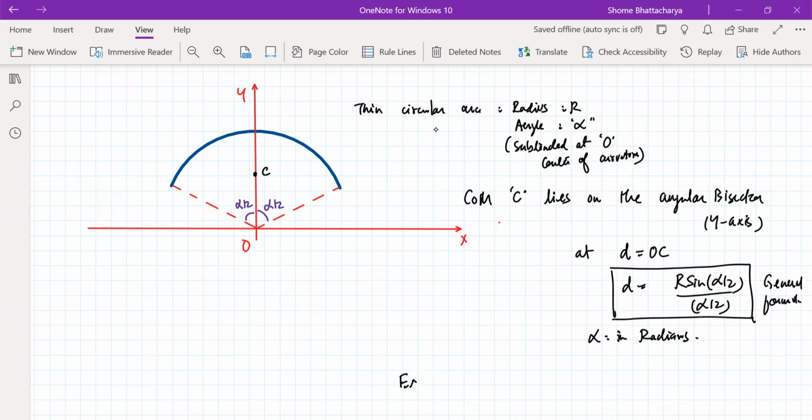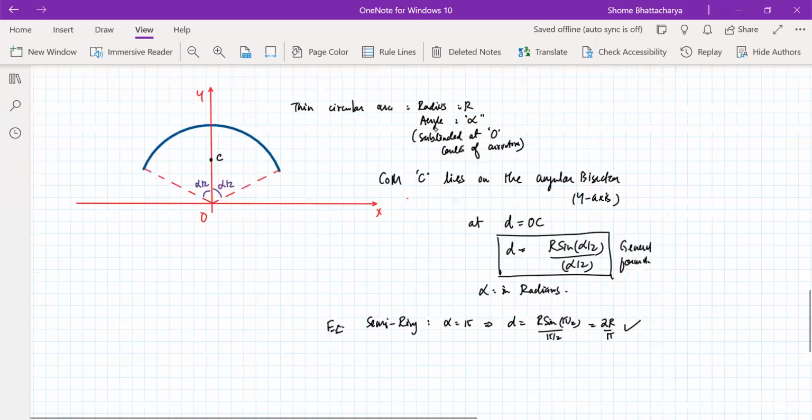So for example, for a semi-ring, we had that alpha would have become pi. So d becomes r sine pi by 2 divided by pi by 2. So that is 2r by pi. And that is what we had derived earlier also by integration.